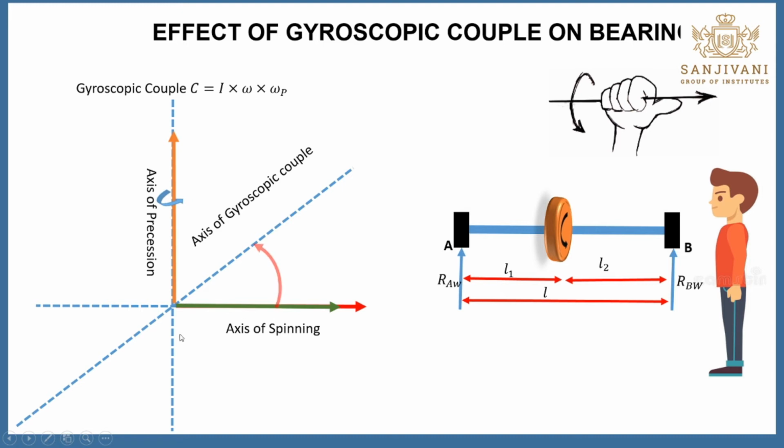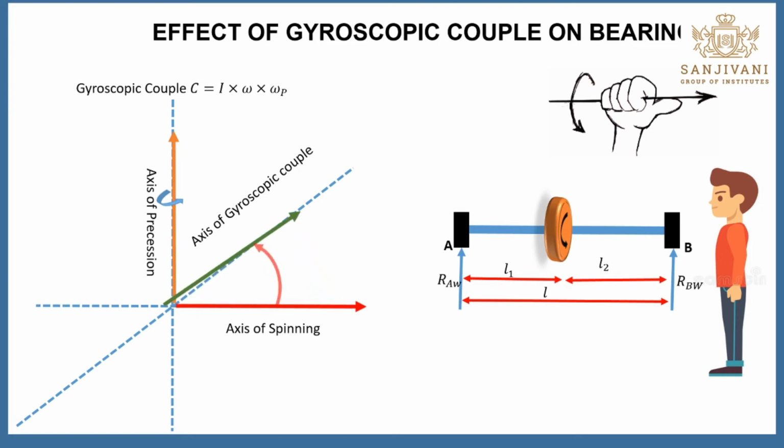In this case, first of all, we need to draw these three axes. One is the axis of spinning, second is the axis of precession, and third is the axis of gyroscopic couple. The axis of spinning is drawn, the axis of precession is drawn. Now the axis of gyroscopic couple comes into the picture. We have to rotate the axis of spinning in the direction of rotation of the precession till it approaches the third axis, which is the axis of gyroscopic couple.